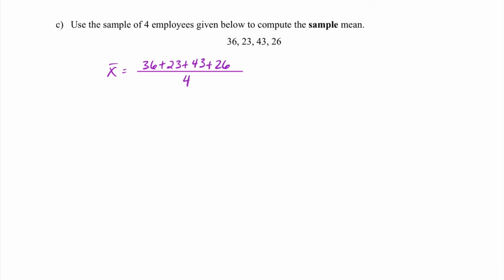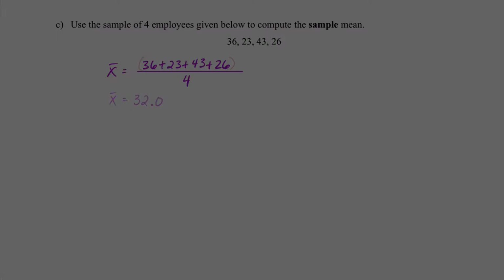Now just a little side note here in case you're having any issues. Make sure we're careful when we input this in our calculator. If you're doing this all at once, we need to put parentheses around the numerator so that our calculator finds the sum first and then divides by 4. We should end up with x bar being equal to 32.0.